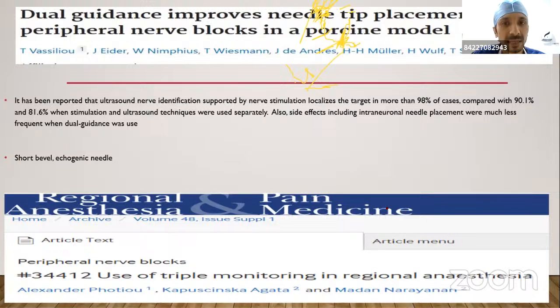Now, there are multiple reports of triple monitoring and double monitoring that we use for regional anesthesia, peripheral nerve block especially. It's been reported that the ultrasound nerve identification supported by nerve stimulation localizes the target in more than 98% as compared to 90% and 81% when stimulation and ultrasound techniques were used separately. Now what we routinely follow is the triple modality of monitoring in the regional anesthesia.